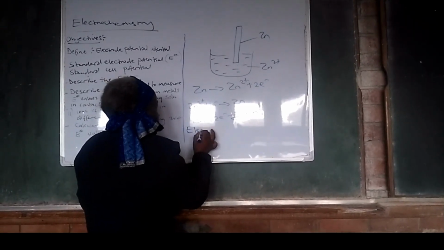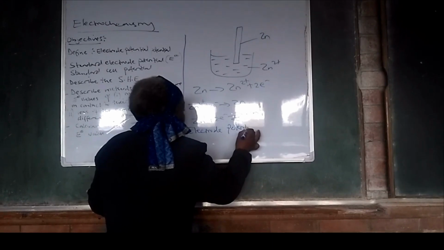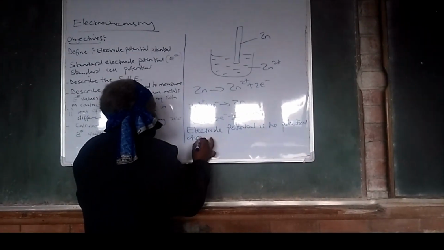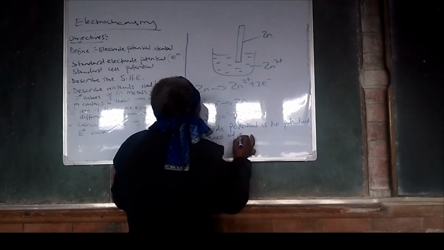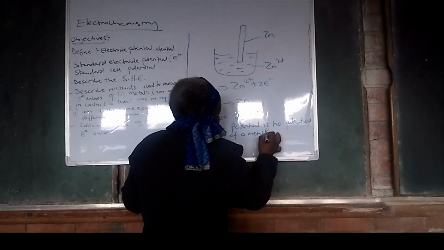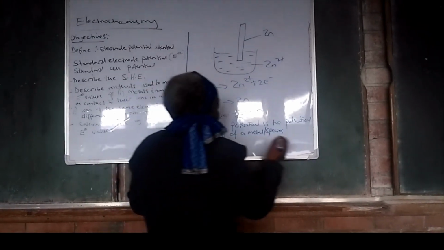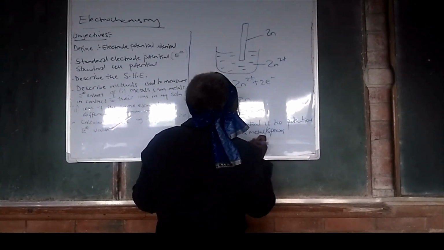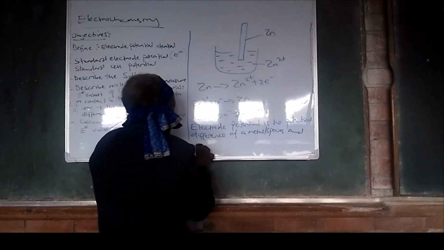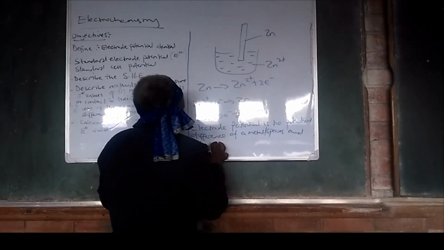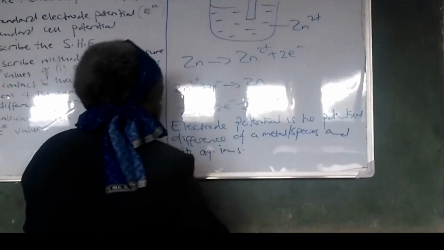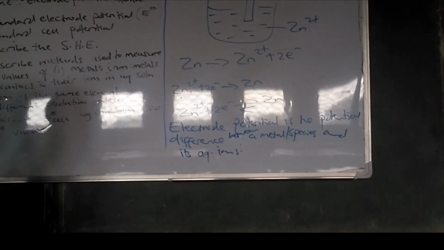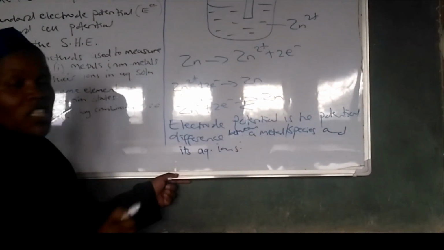So, in simple terms, the electrode potential is the potential difference between a metal or a species and its aqueous ions. This is what is referred to as the electrode potential.